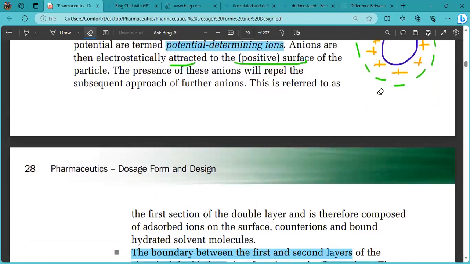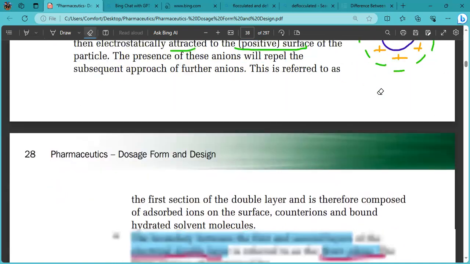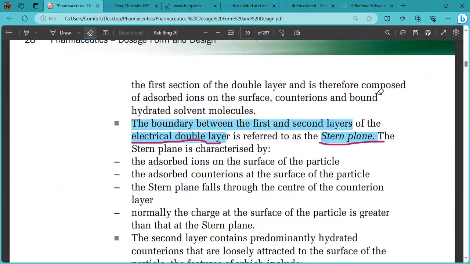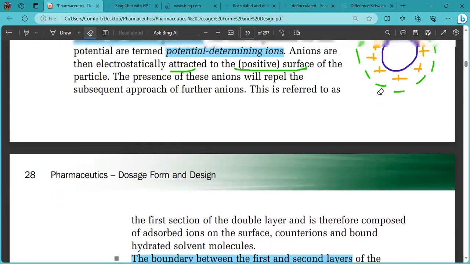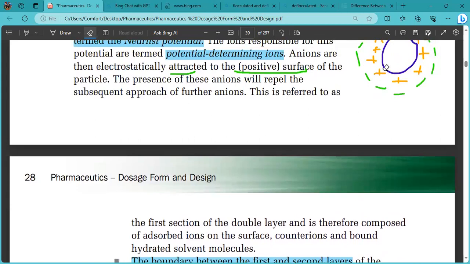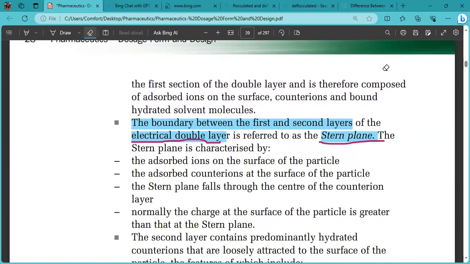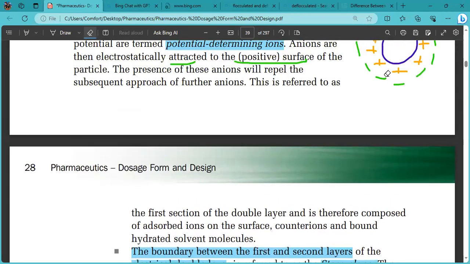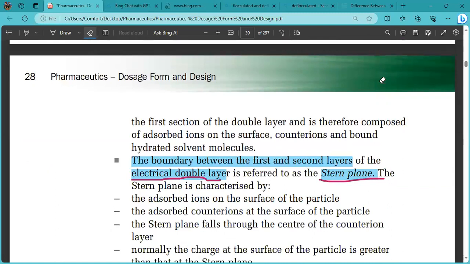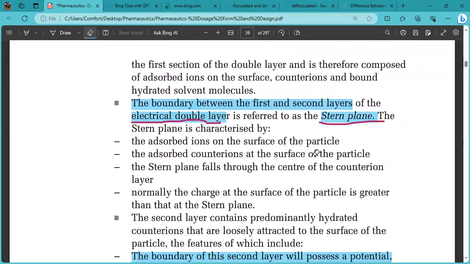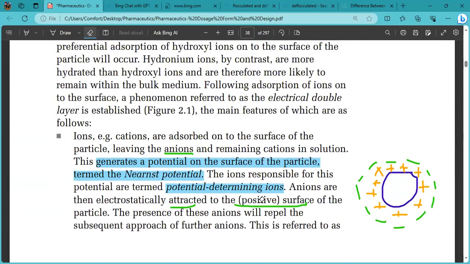And then a quick review of what this Stern plate comprises. It comprises the adsorbed ions on the surface of the particle, which is here in orange, and the adsorbed counter ions at the surface of the particle, which is this in green. And then the Stern plane falls through the center of the counter ion layer. Normally the charge at the surface of the particle is greater than that of the Stern layer.